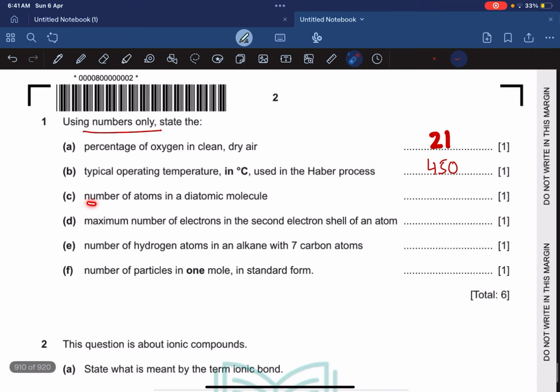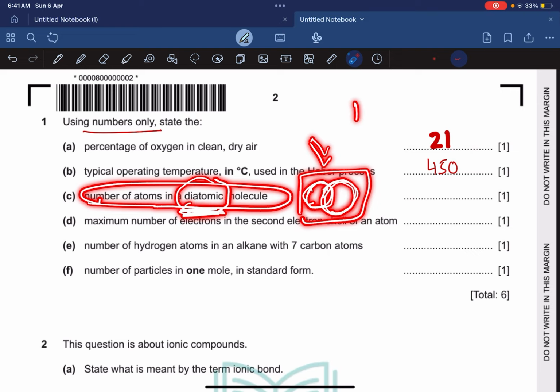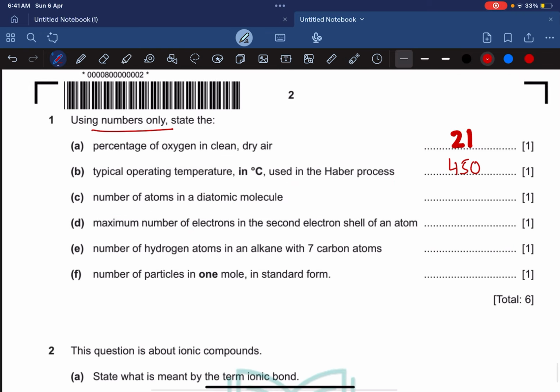Next: the number of atoms in a diatomic molecule. Diatomic basically means that in one molecule you have two atoms that are covalently bonded to each other. You have these diatomic molecules in your halogens, for example fluorine, which is F2. F2 means that it's a diatomic molecule. There are two fluorine atoms together that are covalently bonded. So diatomic basically means you have two atoms in one molecule.